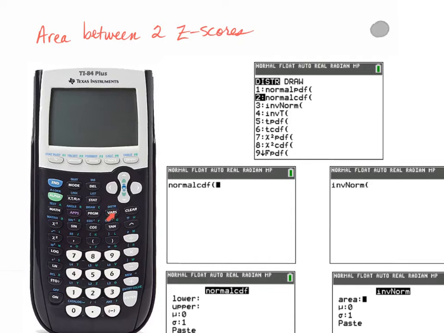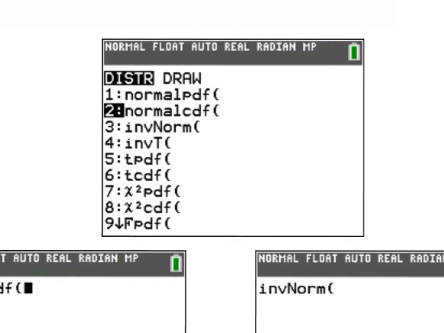When you press second vars, it's going to give you this menu right here, where you have got your NormCDF, and we will not be using ever this NormPDF, so that we'll never use. But we will be using this NormCDF all the time. And then today we're also going to learn how to use this inverse norm. But first, for the area between two curves, we're going to use this NormCDF.